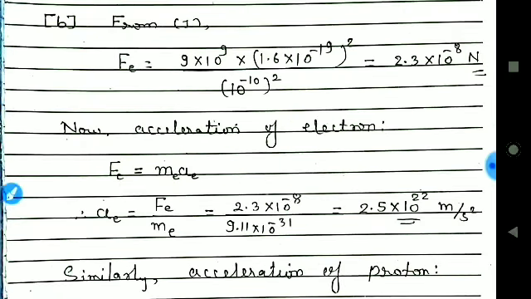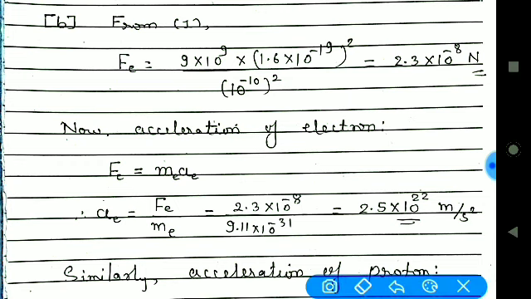In part B, we are going to find the acceleration of electron as well as proton. See here, one particle is considered electron and the other particle is considered proton, and due to the force between them, both will move towards each other. There will be attraction between an electron and a proton, so both will move, but the acceleration of each will be different because the mass of electron and the mass of proton are different.